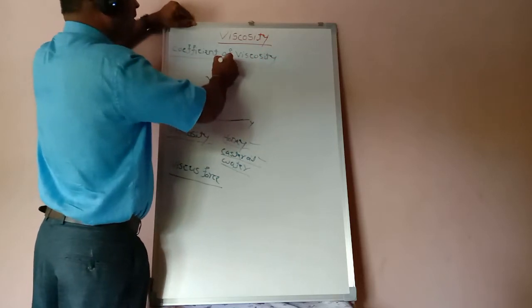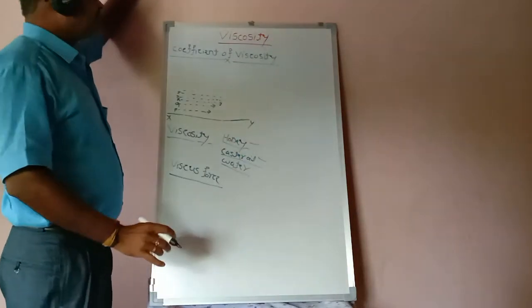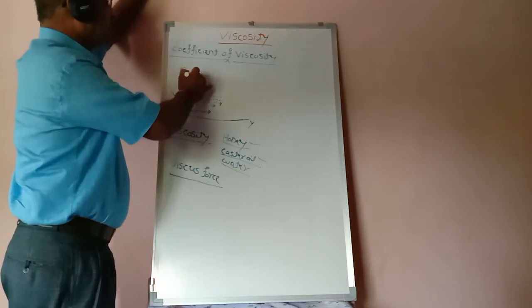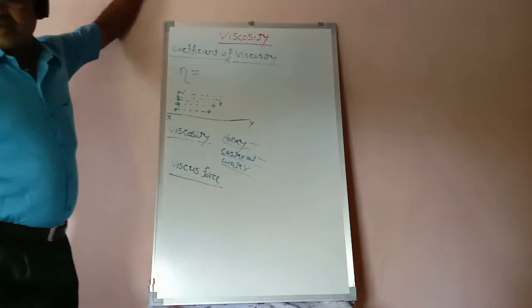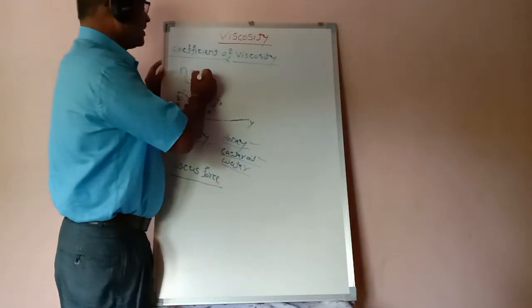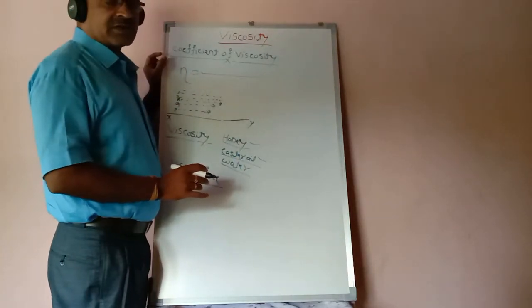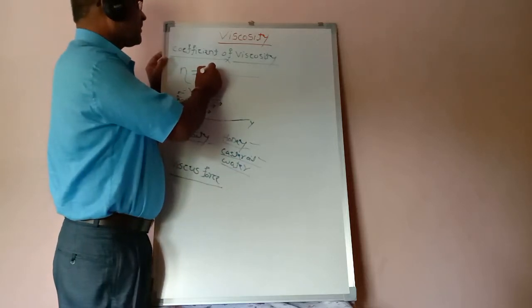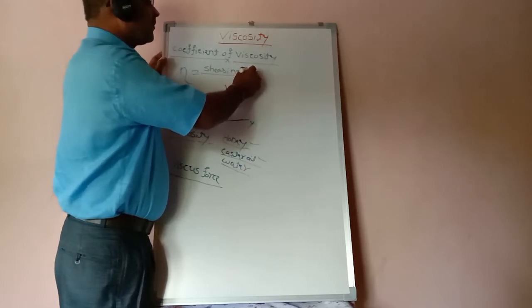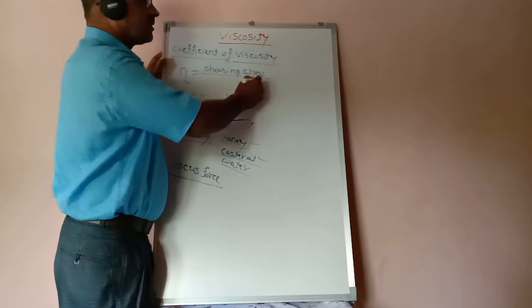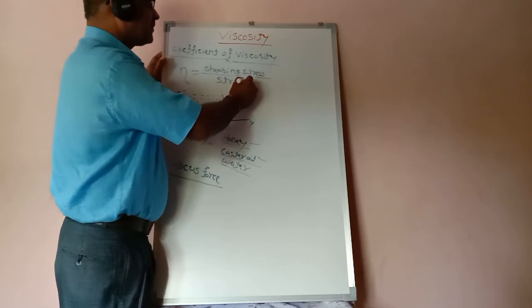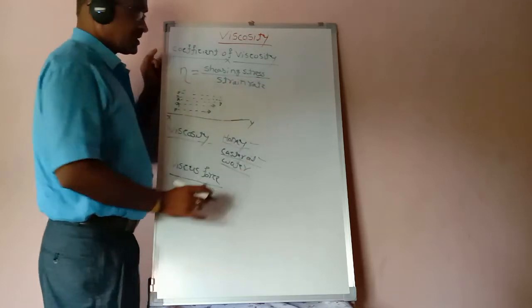Coefficient of viscosity is represented by nu. Clear? The definition of coefficient of viscosity is the ratio of shearing stress to the strain rate.